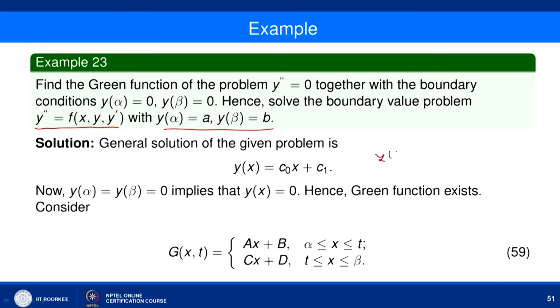Now if you use y(alpha) = 0 and y(beta) = 0, you can say that we have only the trivial solution. So only the trivial solution exists, which means your Green's function exists, and let us write down the Green's function as G(x,t) = ax + b, where x lies between alpha and t, and cx + d when x lies between t and beta. Now we want to show that G(x,t) satisfies the boundary condition at alpha and beta.